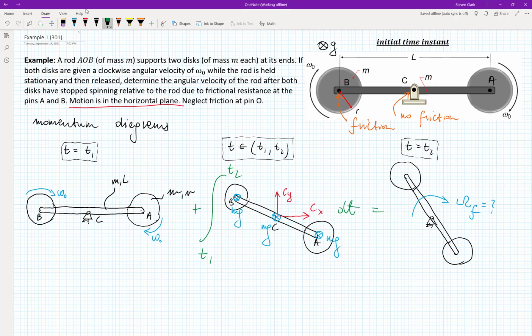That means that the momentum of the entire system is preserved. Please observe that the momentum of each of the individual bodies is not preserved. Yes, because for example, our disks stop rotating about their own center of mass. But we don't care about them individually. We just care about the entire system, and the momentum of the entire system is preserved. Let's write it down. Angular momentum of the system is preserved.